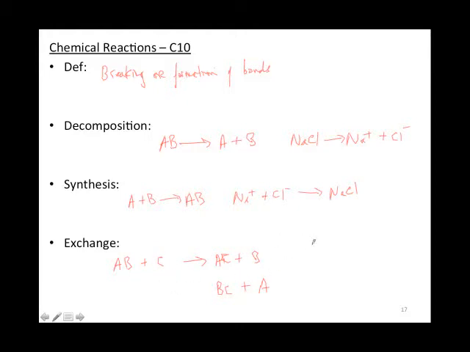This is what happens in what we call cellular respiration. We take glucose and ATP, and what we end up with is a glucose with a phosphate on it, and we're left with what we call ADP, adenosine diphosphate, because we've lost that phosphate. So that's an exchange reaction.